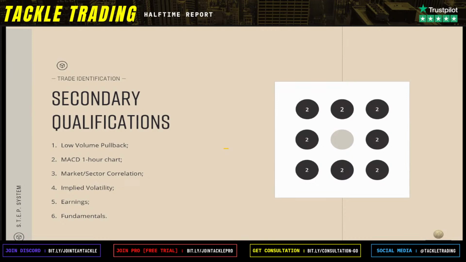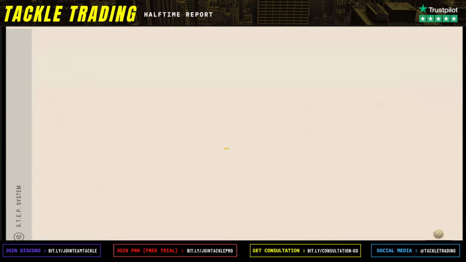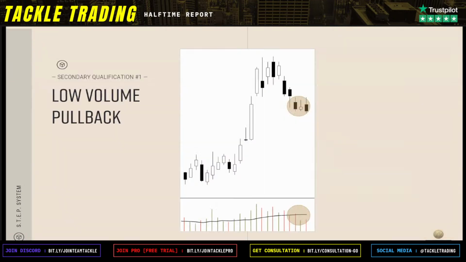For a lot of traders, they like to make sure they're working off their watch list, and that stocks are not fundamentally just bleeding out. But the one qualification in the secondary scenario that I do want to talk a little bit about is that low volume pullback, because to me it's debatable. And by the way, as an author of this system, I had this debate with myself internally a lot.